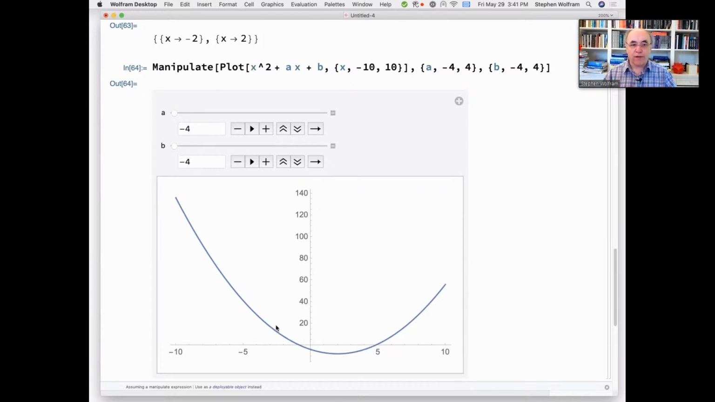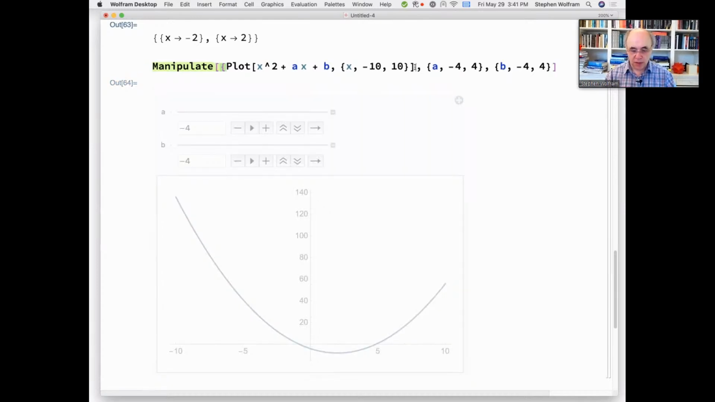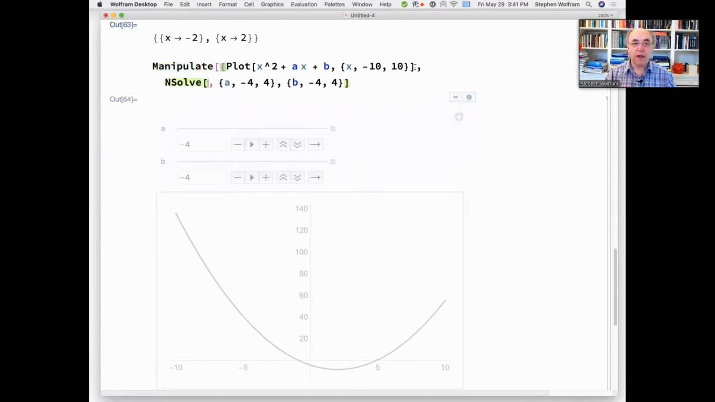If we want to know for what value of x that is equal to 0, like solving the equation x squared minus 4x minus 4 equals 0, we can read off the answer here. It's just where this curve crosses the axis. Now let's have it actually show us the answer. Let's make that plot, and then also say NSolve of x squared plus a x plus b equals 0, solve that for x.